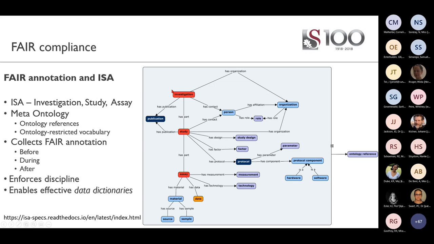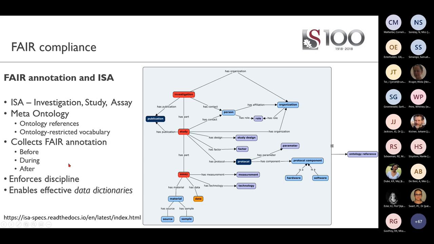They're data objects, and typical of ontologies, they have contact with a person information, has publication, has other things. There's lots of other information in it. An investigation has a study, and each study has multiple assays. There can be multiple studies in an investigation. But in this, you can also see there are many places where there are ontology references, which then restrict the vocabulary that can be used.